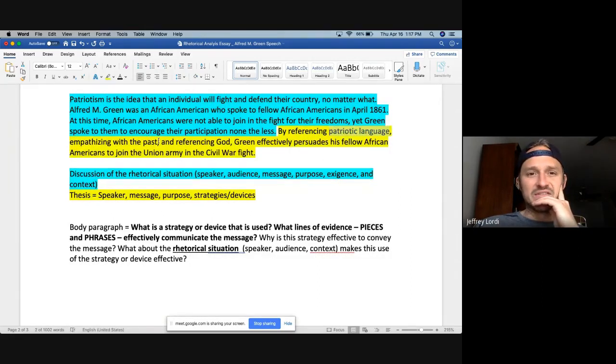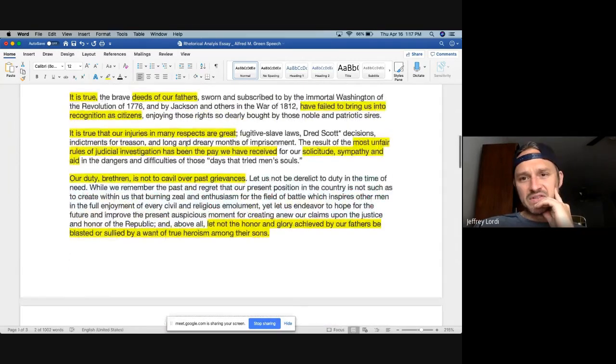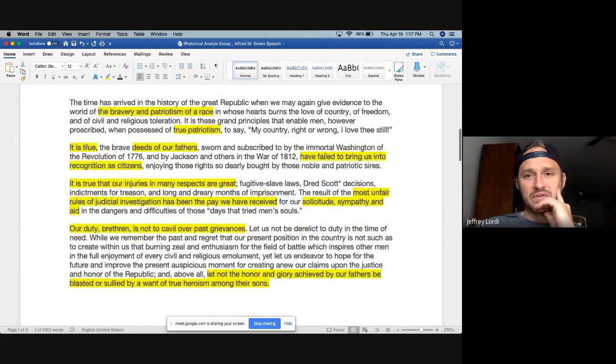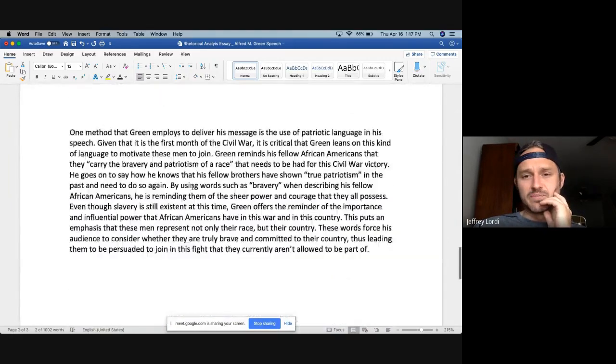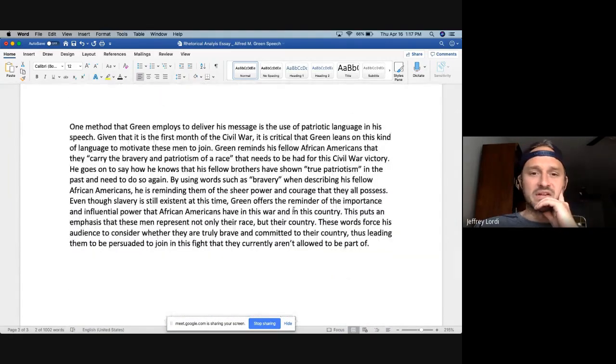But then I am going to ask that you guys use empathizing with the past and referencing God as these pieces. And referencing the past, again, is kind of found in the middle, the deeds of the fathers, the great injustices, things like that. But if you want to use something else for the first body, please, by all means. I just want to show you this as a model on how to craft this, okay?